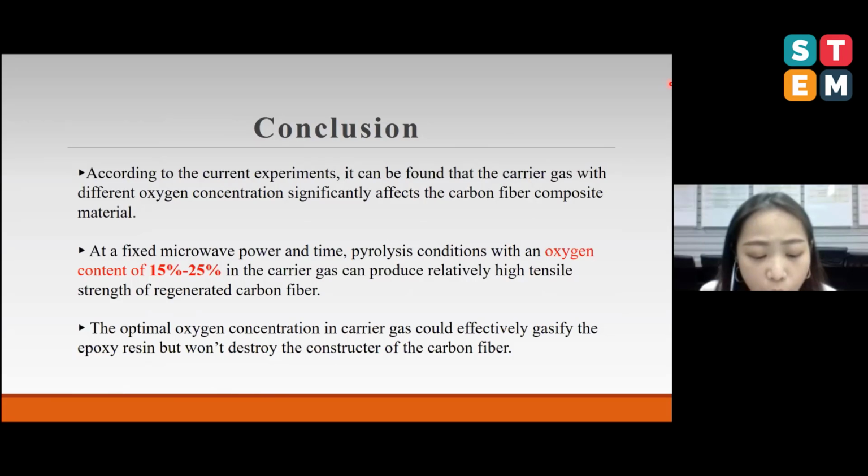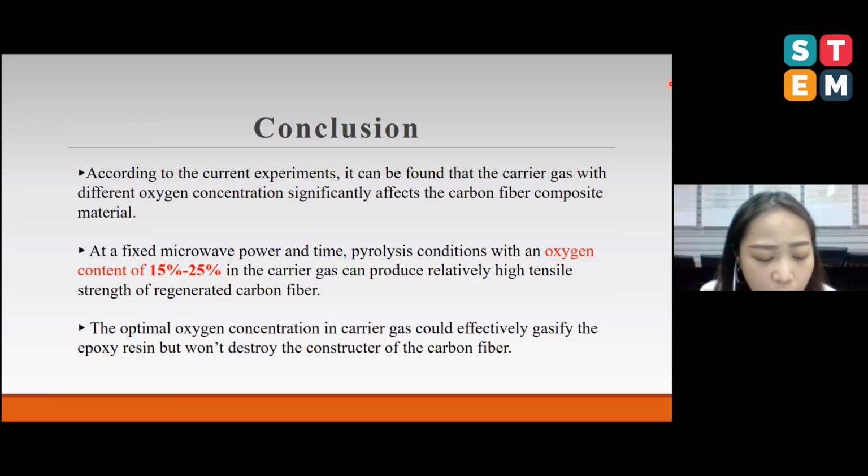These are the 3 points of my experiments. The first one is that, according to the current experiments, it can be found that the carrier gas with different oxygen concentrations obviously affects the carbon fiber composite materials.